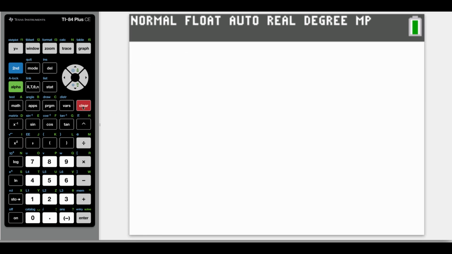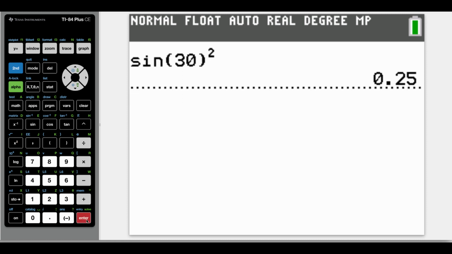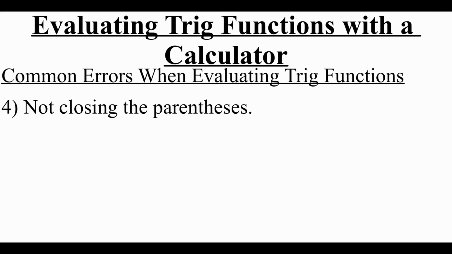So as we're using powers on our trig function, so if I want to do the sine of 30 and square it, I make sure to type in my sine of 30 first, I close up the parentheses, and then I put the squared power on it. So now when I hit enter, I get that 0.25, or I get that 1/4 that we said we should get. And our fourth common error that we can run into is not closing parentheses appropriately.